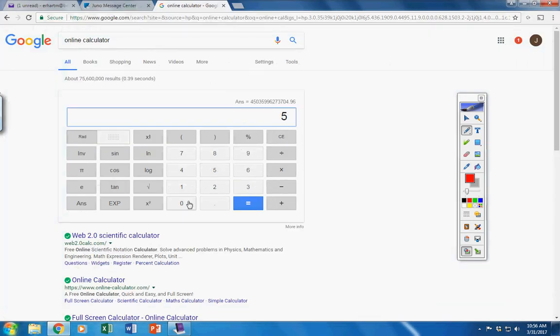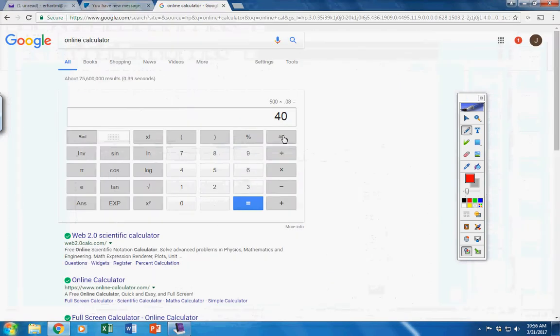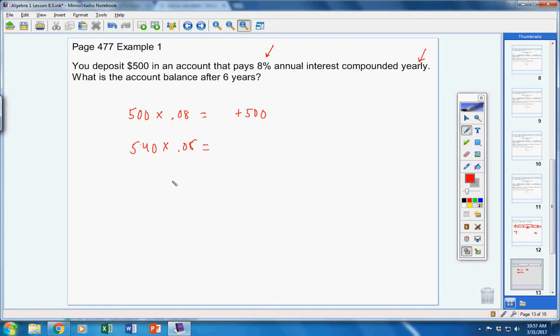Let's see, it'd be 500 times 0.08, 40. So you would get 540. Alright? And then take 540 times 0.08, and you would get 43.20. So you've got to take 540 plus 43.20. Now you have 583.20. You've got to keep doing that up to a total of 6 times. That could take you a while, okay? So, there's a faster way to do it, and here's the faster way.